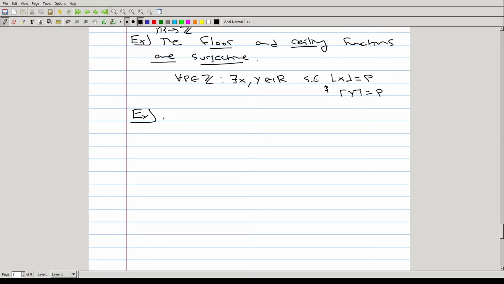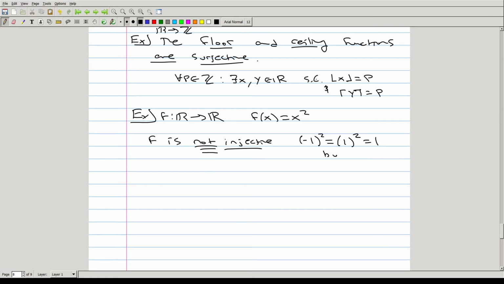And for one final example, we'll just take the function from R to R defined by f of x is equal to x squared. F defined like this is not injective because if you take, say, negative 1 and 1, negative 1 squared is equal to 1 squared, which is just positive 1. But negative 1 is certainly not the same number as 1 in the real numbers.